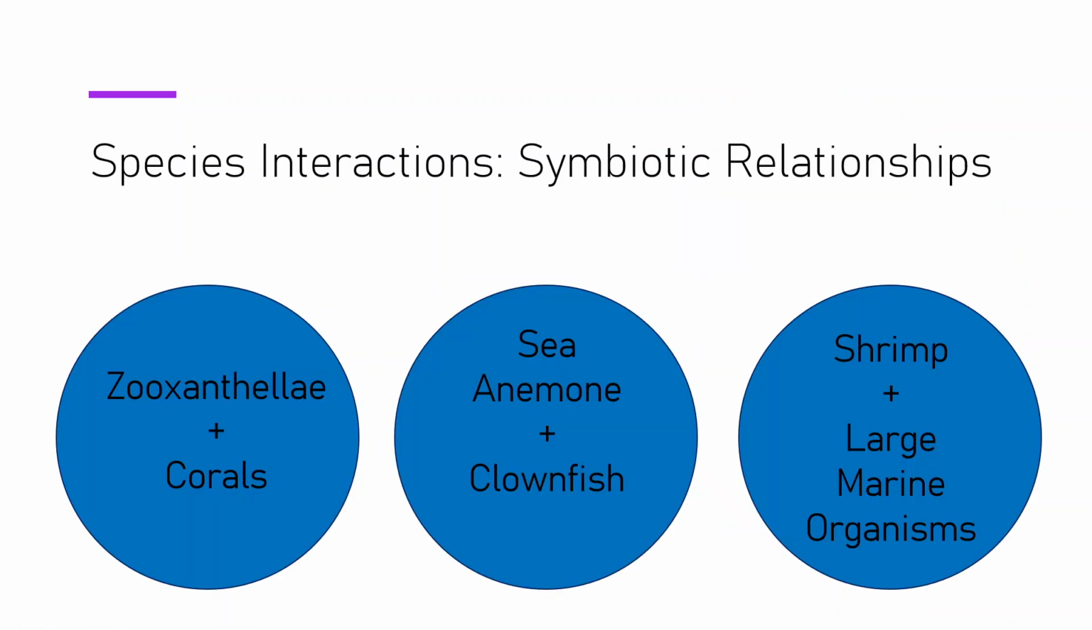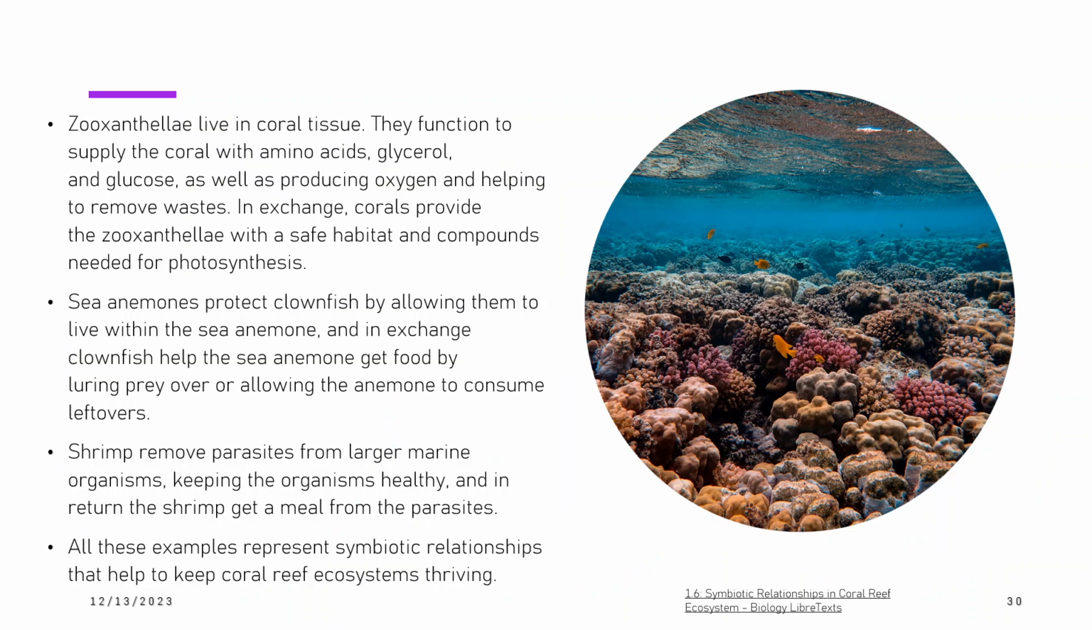Species interactions, symbiotic relationships. Some examples of symbiotic relationships in coral reef ecosystems include zooxanthellae and corals, sea anemones and clownfish, and shrimp and large marine organisms. Zooxanthellae live in coral tissue. They function to supply the coral with amino acids, glycerol, and glucose, as well as producing oxygen and helping to remove waste. In exchange, corals provide the zooxanthellae with a safe habitat and compounds needed for photosynthesis.